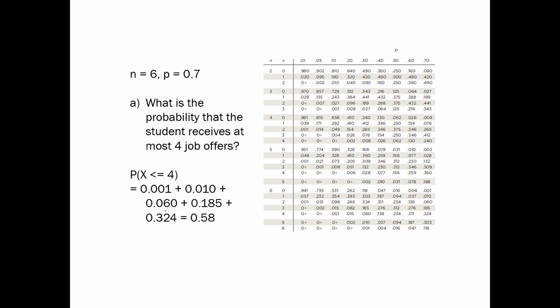And then the last question, what's the probability that the student receives at most 4 job offers? So again, if we think about this, just kind of enumerating all of our possibilities, they either receive 0, 1, 2, 3, 4, 5, or 6 job offers. At most 4 would be 4, 3, 2, 1, or 0. And don't forget about 0.